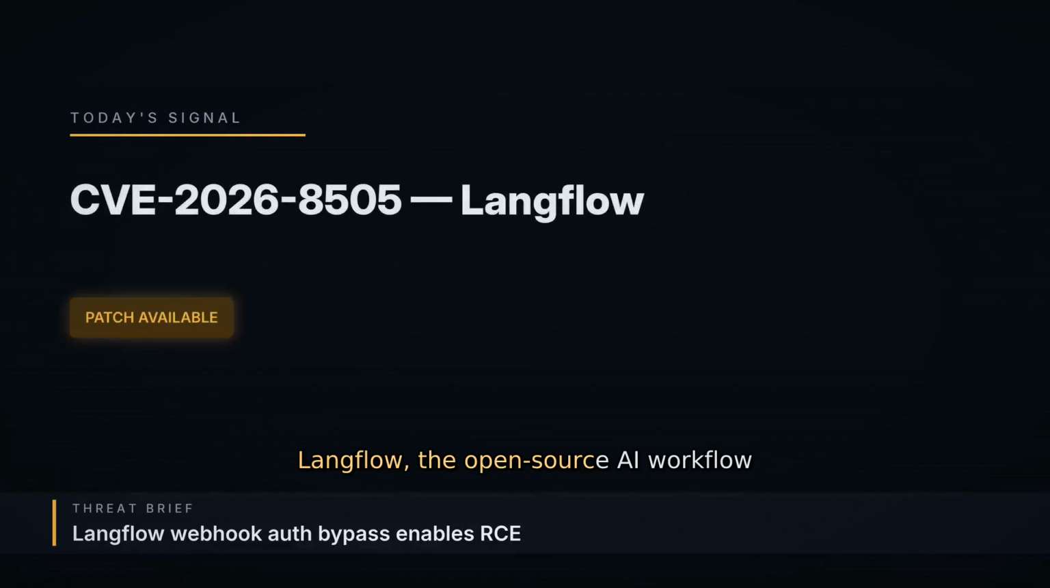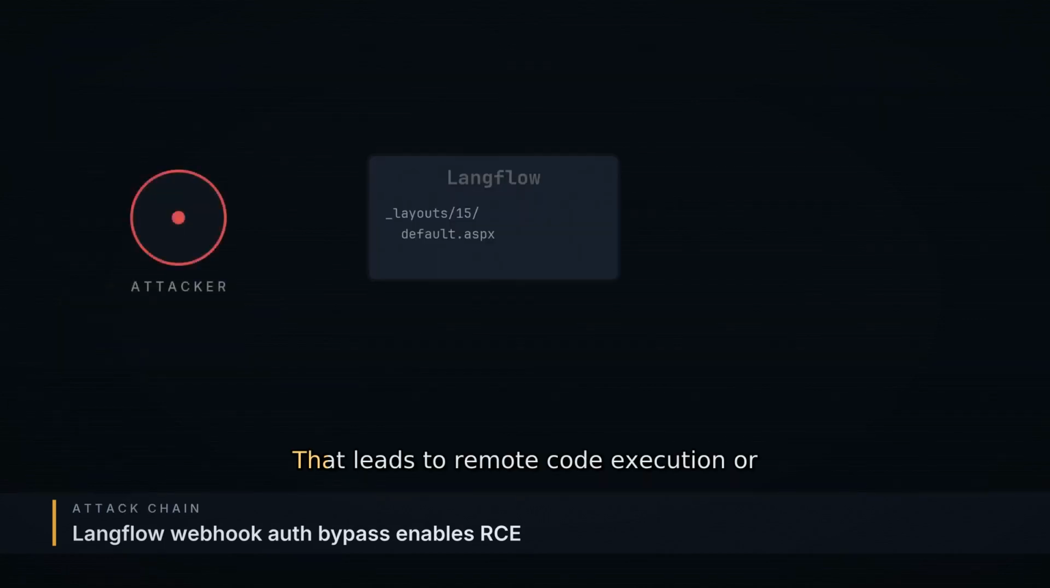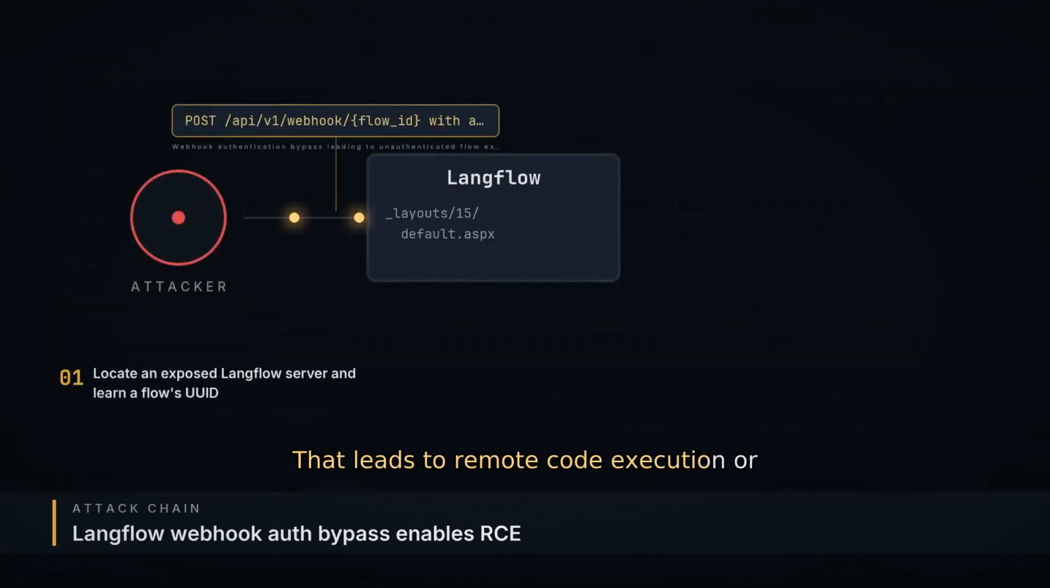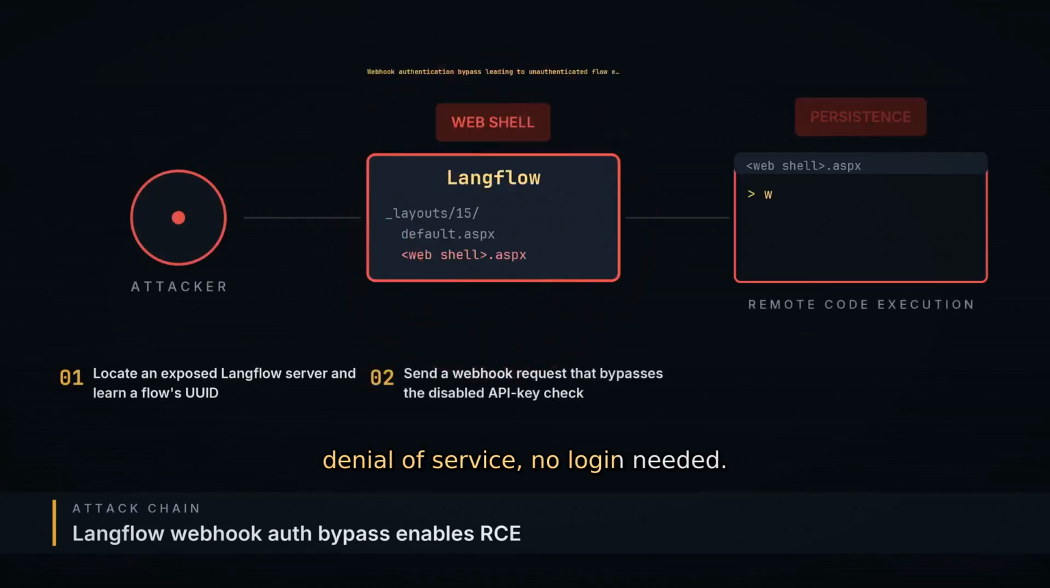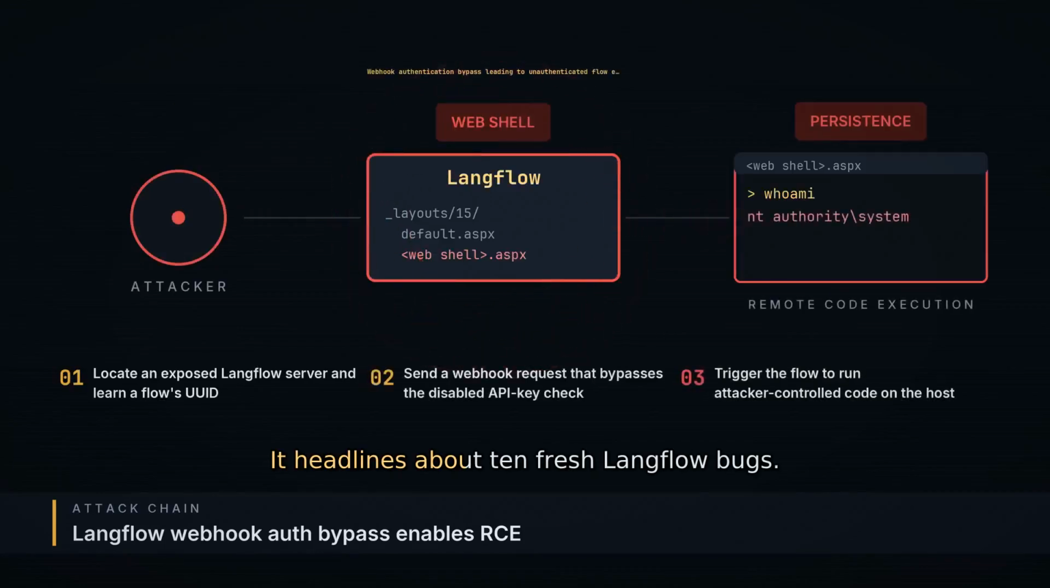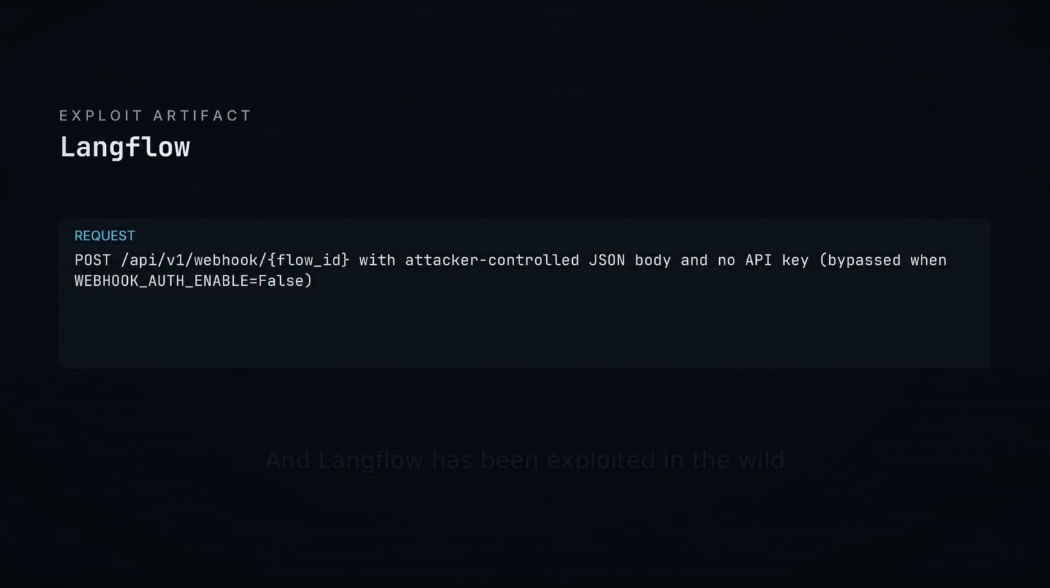Langflow, the open-source AI workflow builder, has a webhook authentication bypass. When webhook auth is disabled, which is the default, a remote attacker who knows a flow's identifier can execute any flow. That leads to remote code execution or denial of service, no login needed. It headlines about 10 fresh Langflow bugs. And Langflow has been exploited in the wild before, so don't sit on this.